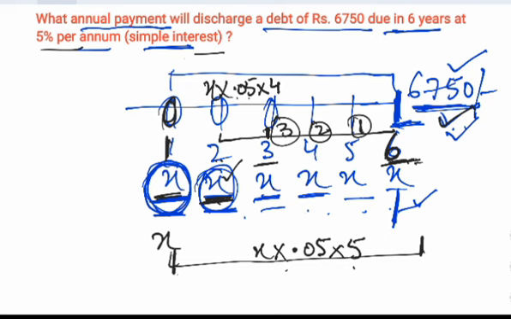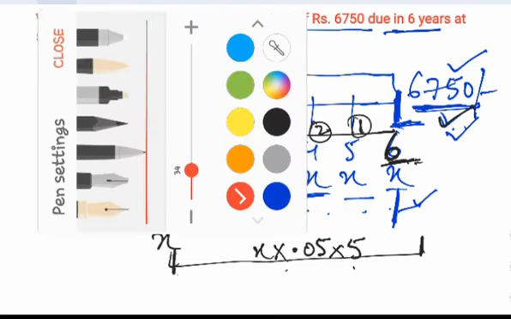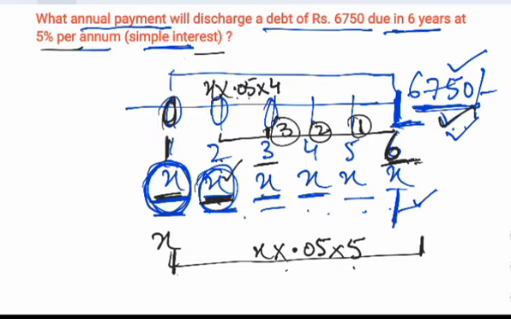So what we can do is, we can write the amount of money which we are paying. Let us suppose we are paying X amount of money at the end of each year. So total we are paying 6x, and plus the interest for this. For this the interest would be X into 0.05, that is the rate of interest.